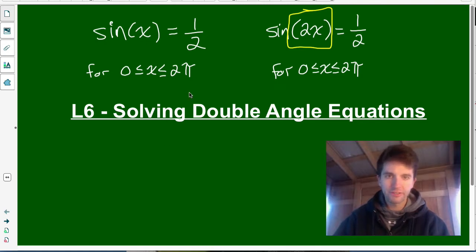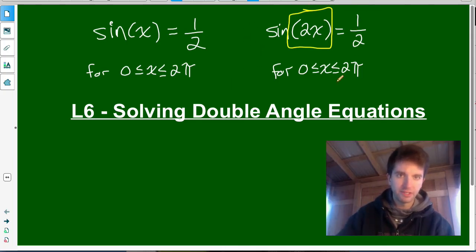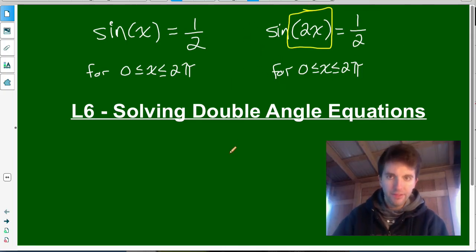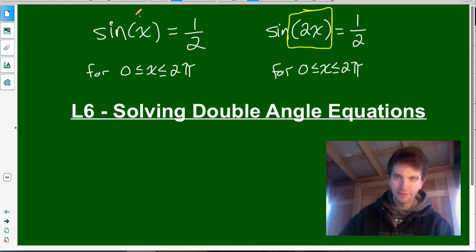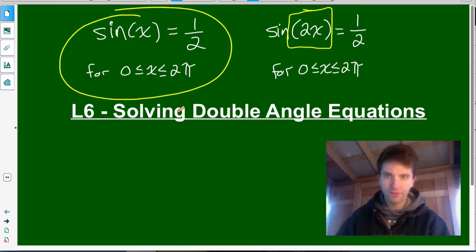So this is lesson 6, solving double angle equations from unit 5, trig identities and equations of the grade 12 advanced functions course. So in this lesson we're going to be looking at how to solve double angle equations, something like this over here. At this point in the unit, I'm hoping you already understand how to solve equations like this. This is called a linear trig equation, so it would just be like sine x equals a half.